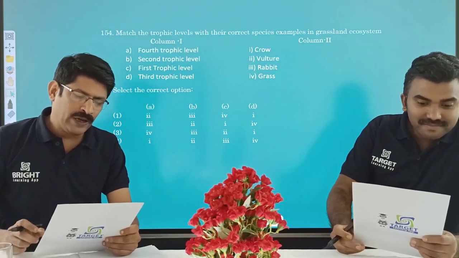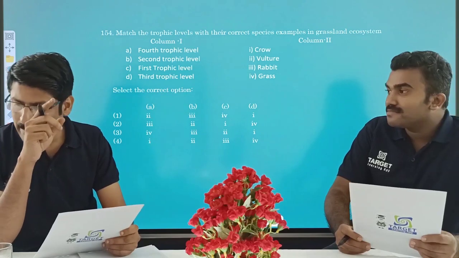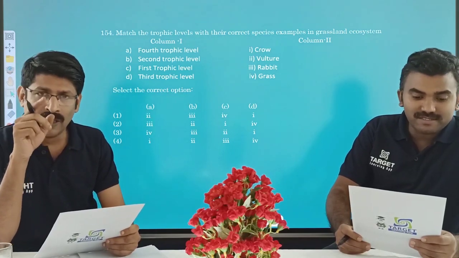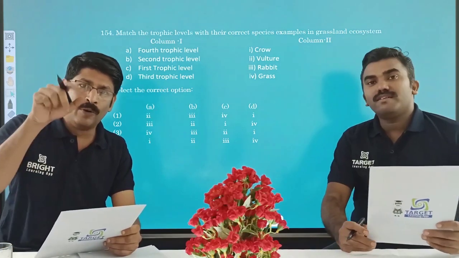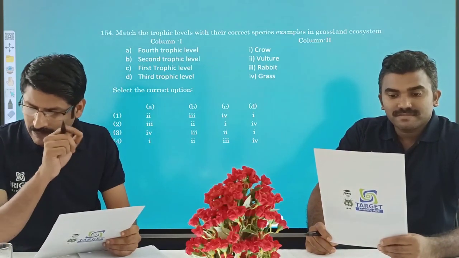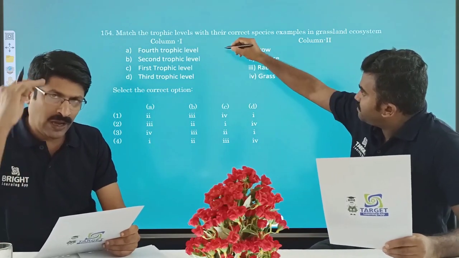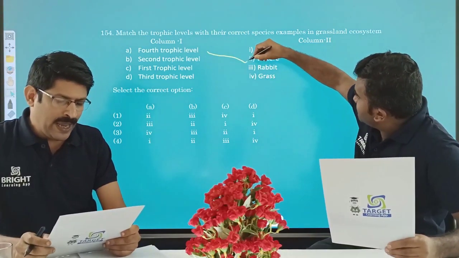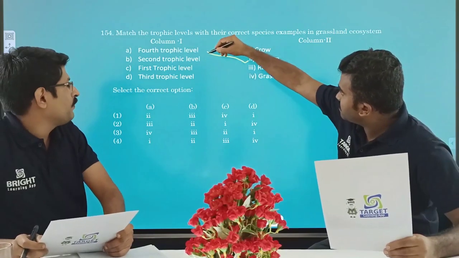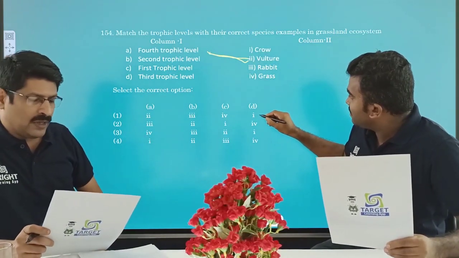Next question 154, that is related to ecosystem. Match the trophic level with the correct species, the examples in the grassland. That is page number 246. There is a tabular column explaining about different trophic levels. The fourth trophic level is with vulture. That is the topmost carnivore. So A2, how many options with A2? Only one option. That is the first answer, the correct answer.